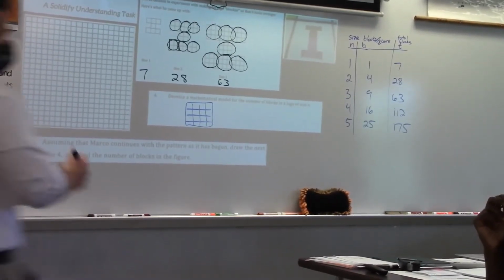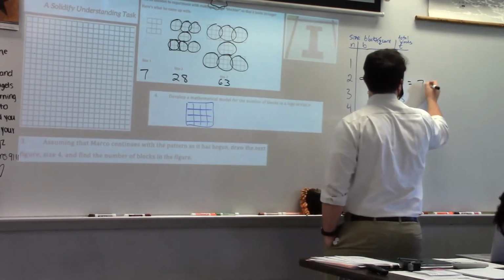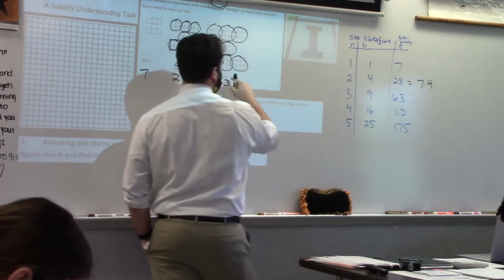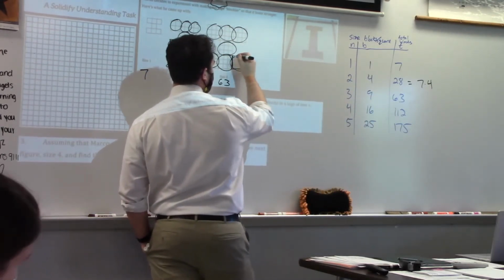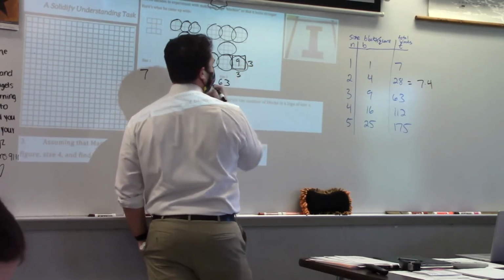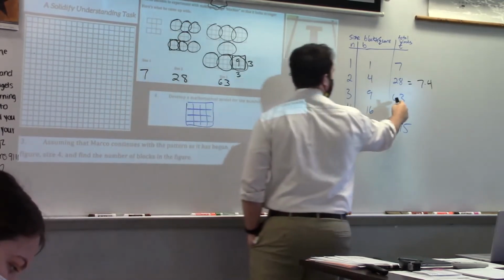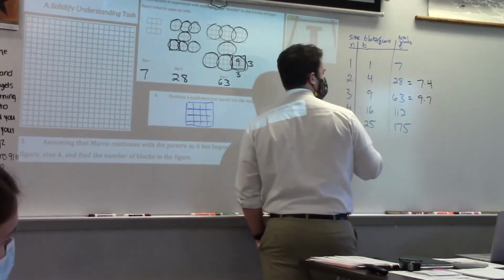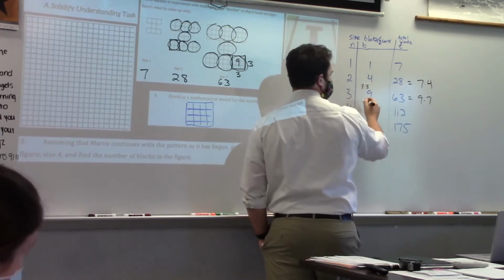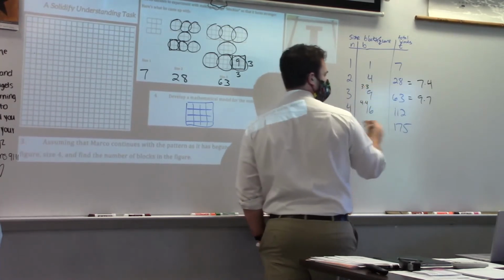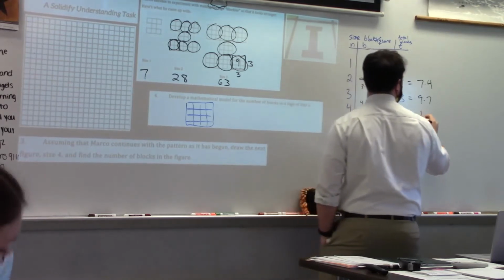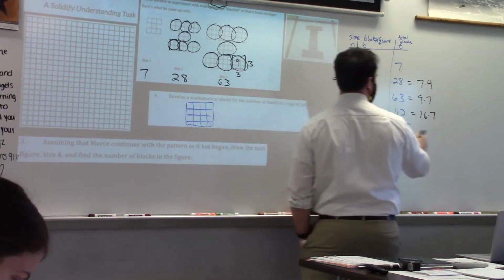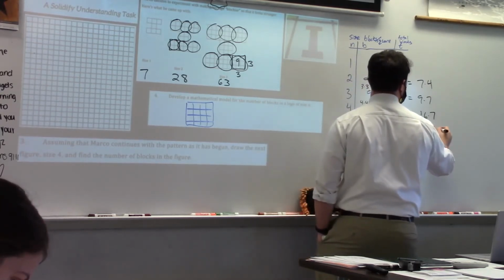Alright, so when I look at this 28 right here, it's coming from that 7 times 4, right? This 9, again, it's a size 3, so it's a 3 by 3, which I'm getting 9 there. And so how am I getting 63 total? 9 times 7. Good job. And then this 16 is coming from the fact that each square is a 4 by 4. So 16 times 7. Yes, sir. And then it's a 5 by 5. So to get to 175, we're getting 25 times 7. Yes, sir.